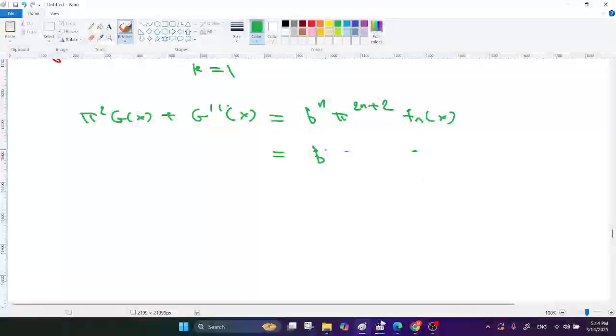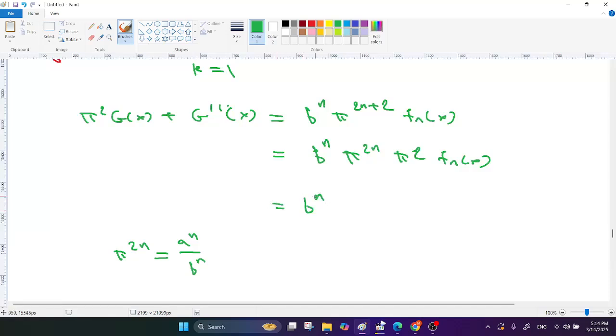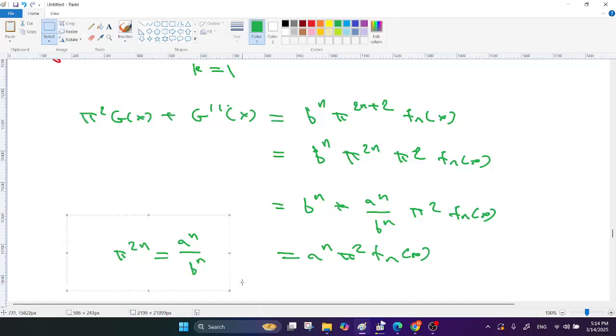So this equals b^n times π^(2n) over... squared f_n(x). And remember, we have π^(2n) equals a^n over b^n. So this equals b^n times a^n over b^n π^2 f_n(x), which equals a^n π^2 f_n(x). Perfect. Now, the next step, what do we have in the next step?